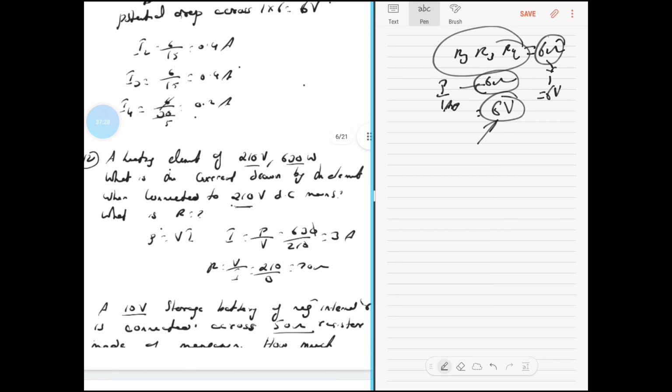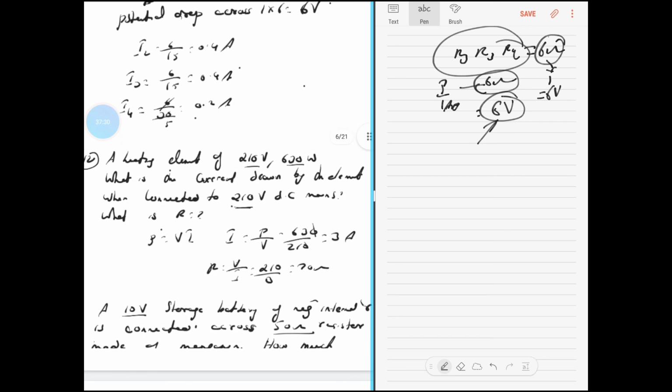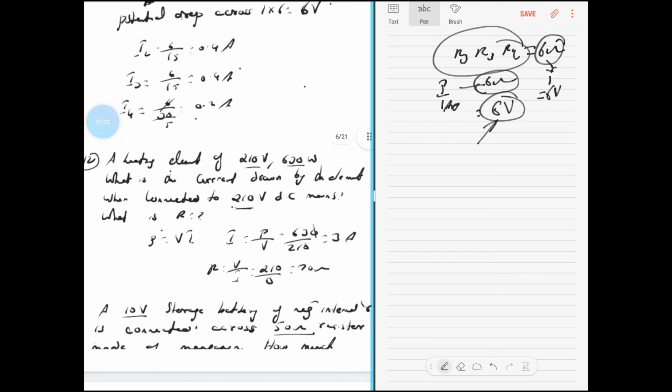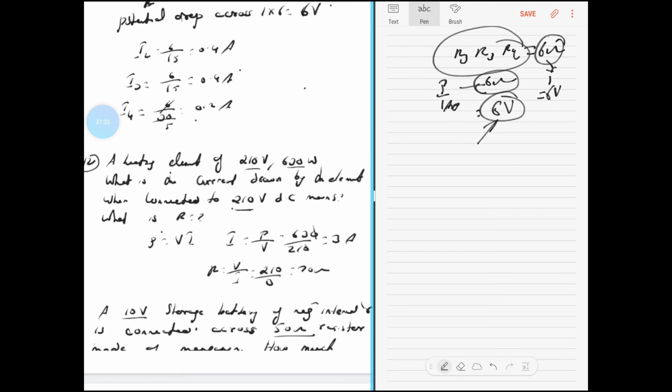A heating element of 210 volts, 630 watts, what is the current drawn? Okay, a heating element is 210 volts and 630 watts. So voltage and power are given. When voltage and power are given, you should know this formula: P is equal to VI. Always remember that P is equal to VI.